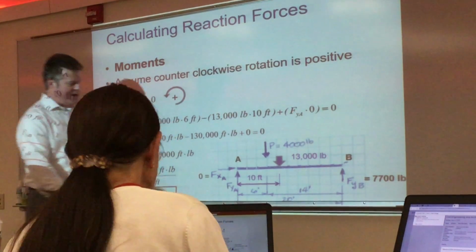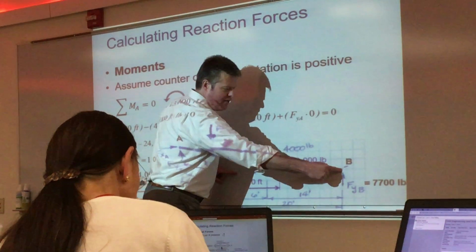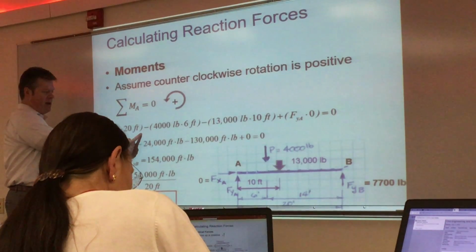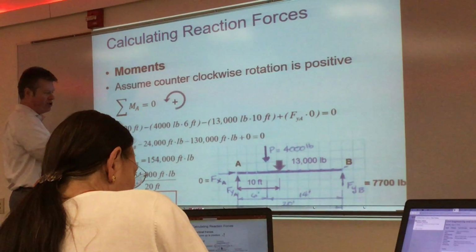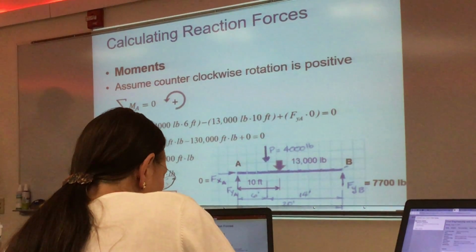Let's consider FYB. The perpendicular distance to the line of action of FYB is 20 feet. FYB times 20 feet, and it's curling, as we showed before, counterclockwise, so we put it in as a positive value.